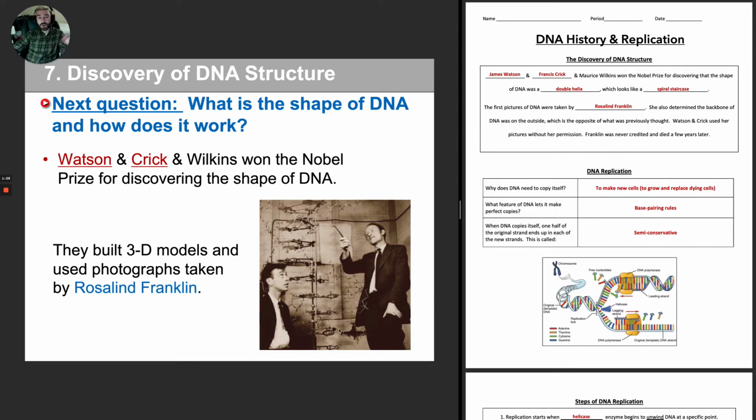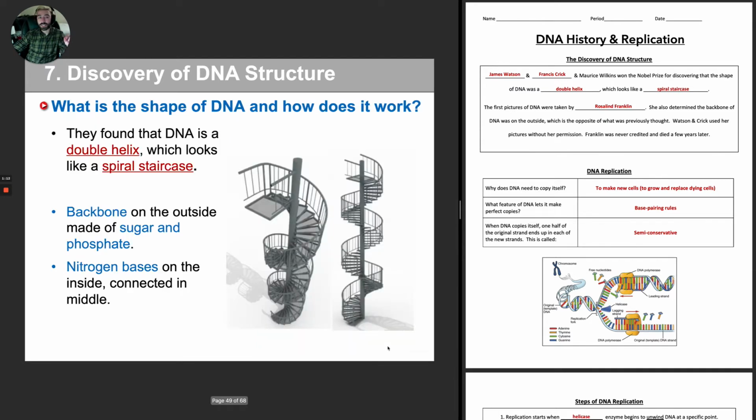And so what they are known for discovering is not DNA, but the shape of DNA, which they found to be a double helix, which is very similar to a spiral staircase shape. The DNA double helix, they said, had the backbone on the outside, made of sugars and phosphate, which we've already talked about a few times, and then nitrogen bases on the inside.